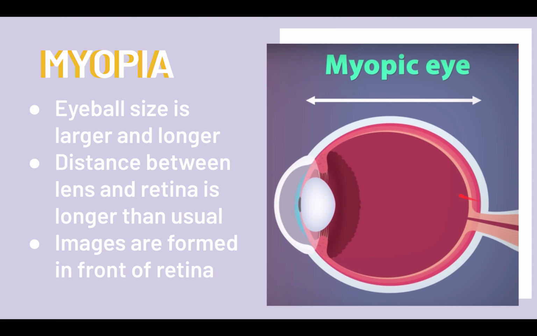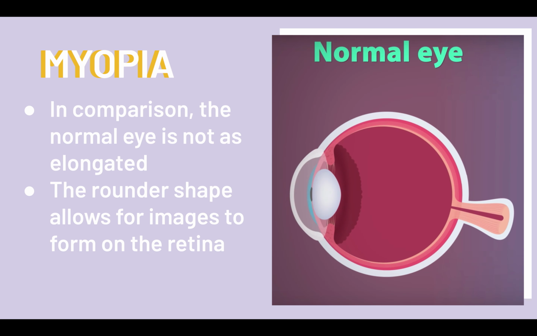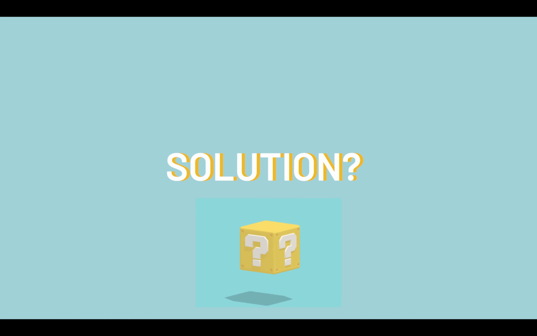One thing to note here is that the lens itself is still functioning completely normally. It does its job, but the image is formed at a different position because of the eye shape. In comparison to a normal eye, you can see that it is not as elongated and is rounder in shape. The rounder shape allows for the correct images to form on the retina. So how can we overcome this problem?